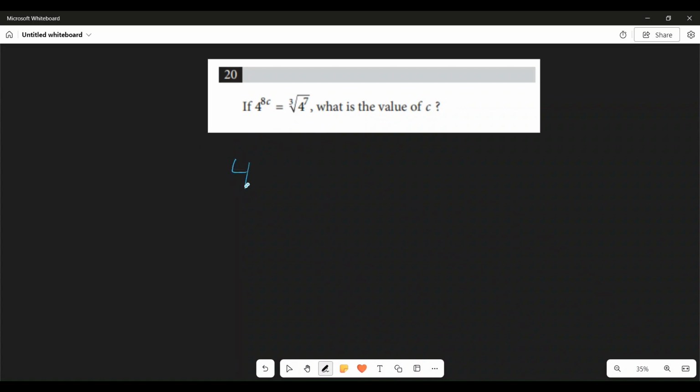So it might be a little intimidating to see a radical that has a 3 and also an exponent within it, right? But this question is actually simpler than it looks if you remember that you can represent radicals as fractional exponents. What I mean by that is, it's better understood if I give you a simple example. Suppose we have the square root of x.